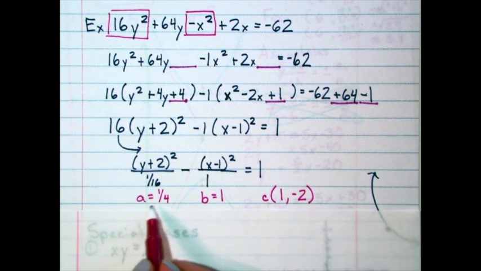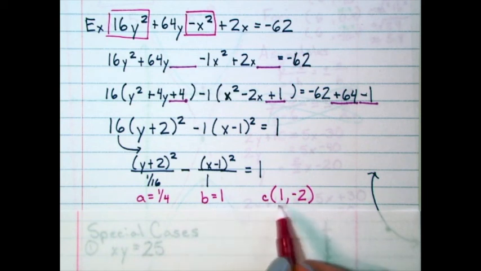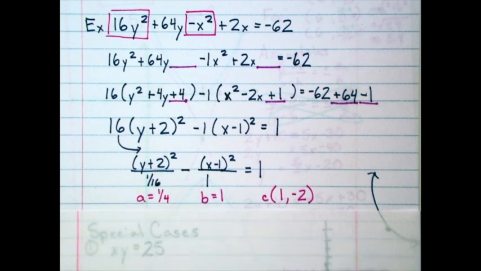If we take the square root of this, we can get our a value is 1/4. The square root here, our b value is 1. Our center is at +1, -2. So we're going to leave that one there, but just know that if it's not in the right form, you can look at it kind of like an ellipse problem and complete that square and get it in the right format.